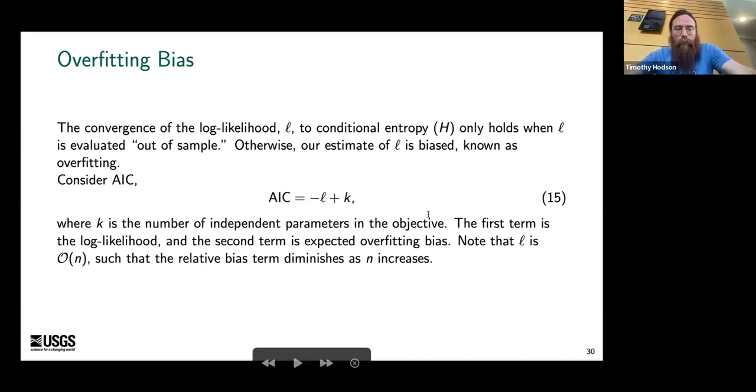Okay, so we established this convergence of the log likelihood to the conditional, and as Akaike points out, this only holds under certain conditions, such as when L is evaluated out of sample. Otherwise, it is sort of biased somewhat. We refer to this bias as overfitting. And the formula for the AIC, I give a modified version here, but it's just the negative log likelihood plus K.